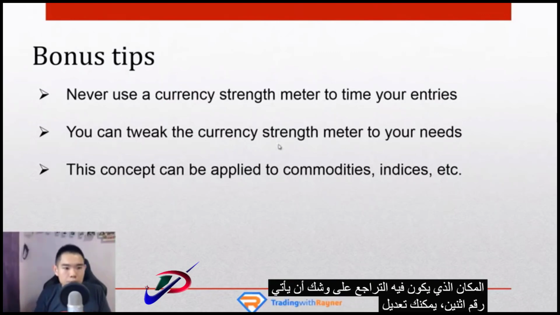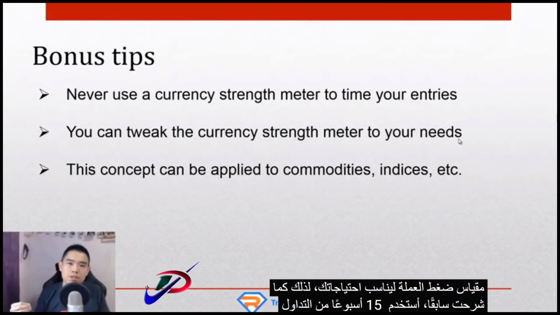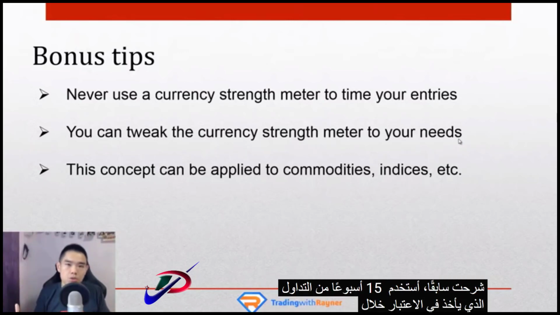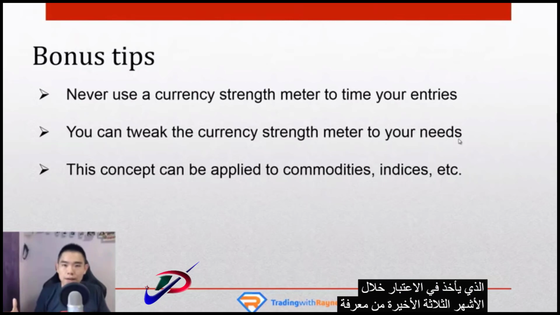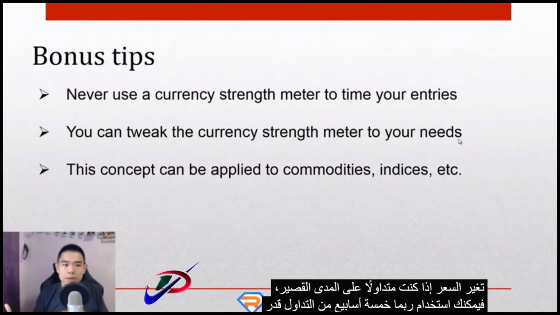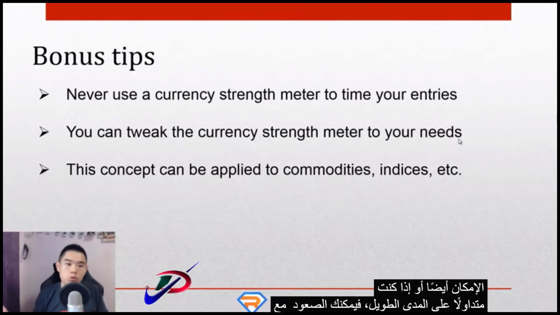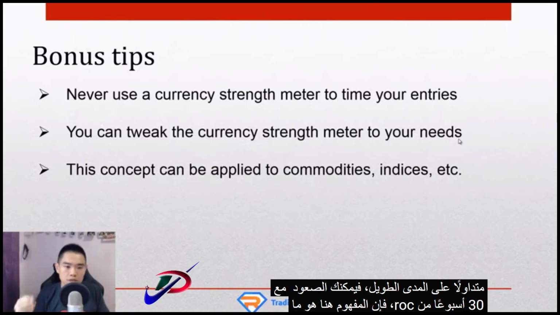Number two, you can tweak the currency strength meter to your needs. As I explained earlier, I use the 15 weeks ROC, which takes into consideration over the last 3 months of price change. If you are a shorter term trader, you can use maybe a 5 weeks ROC. That's possible as well. Or if you're a longer term trader, you can even go up to the 30 weeks ROC. So the concept here is what matters.